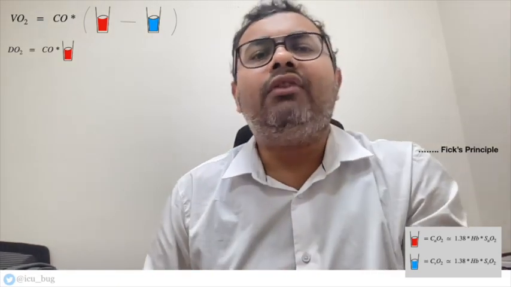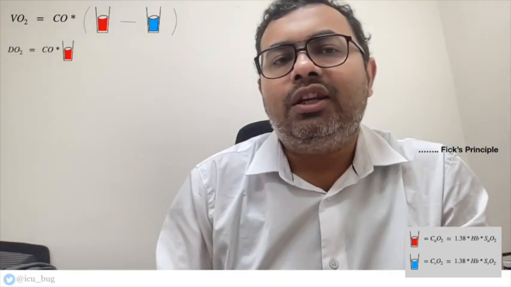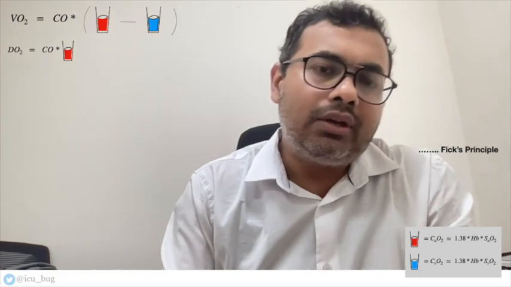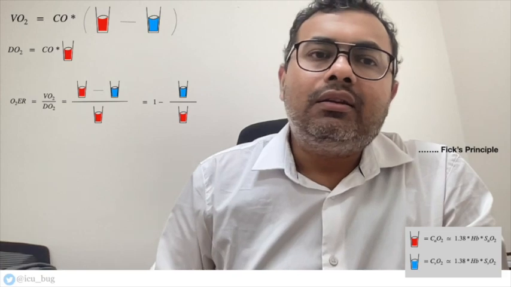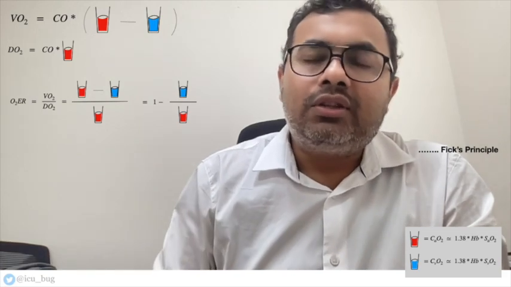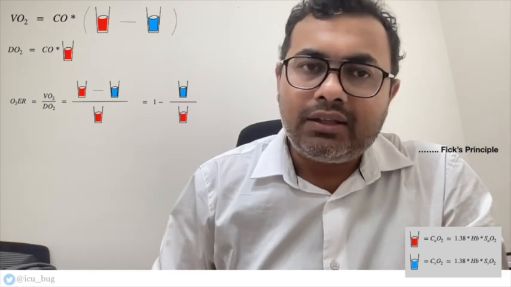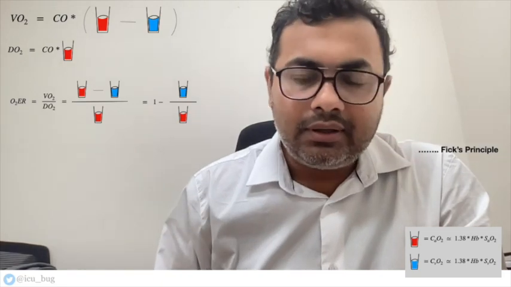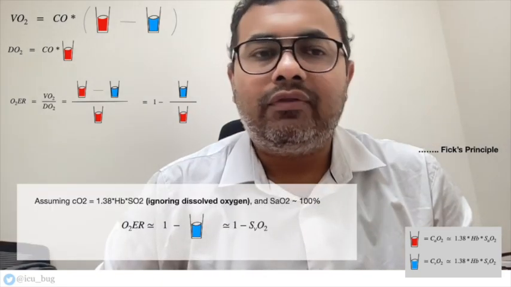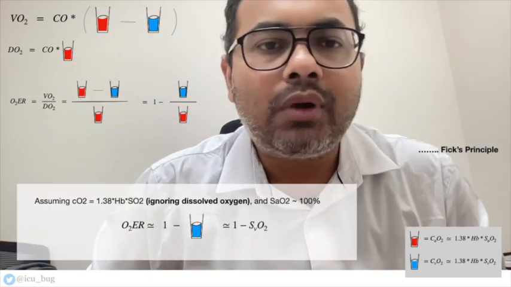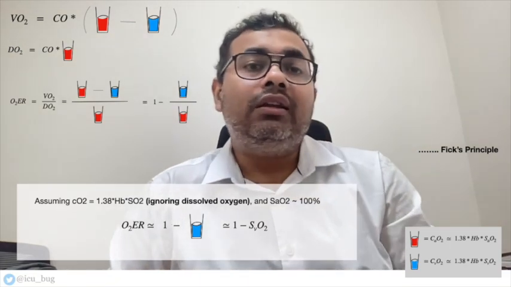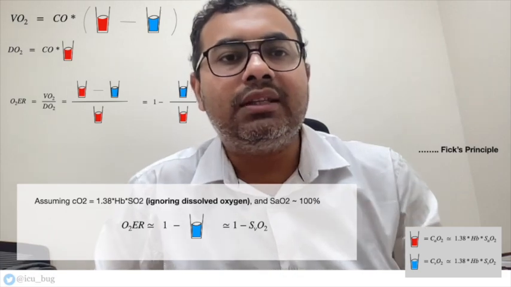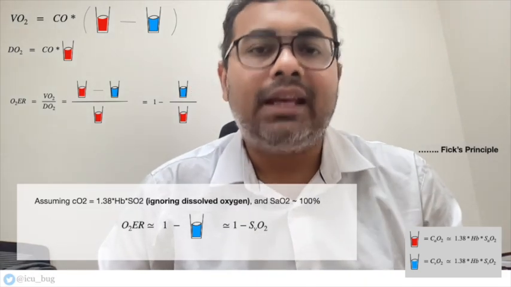Therefore, if you want to know the oxygen extraction, which is the ratio of oxygen consumption and oxygen delivery, it is nothing but 1 minus the ratio of oxygen content in the mixed venous sample and the arterial sample. Eventually, we end up with the formula that our oxygen extraction ratio is 1 minus mixed venous oxygen saturation. Therefore, we can use mixed venous oxygen saturation as a surrogate of oxygen extraction.